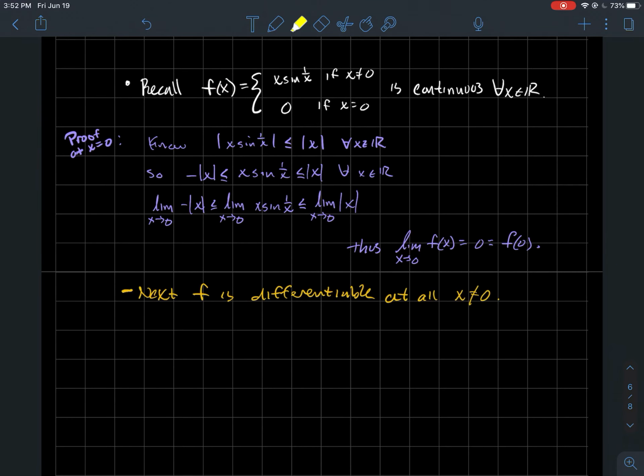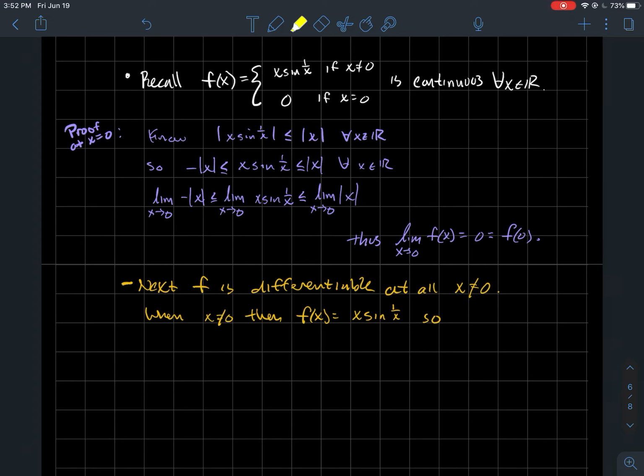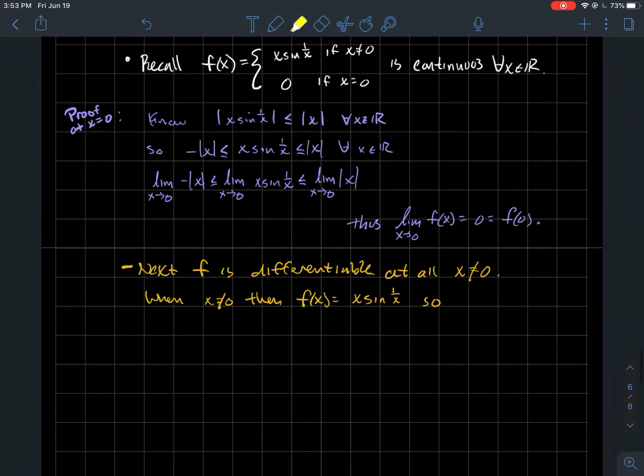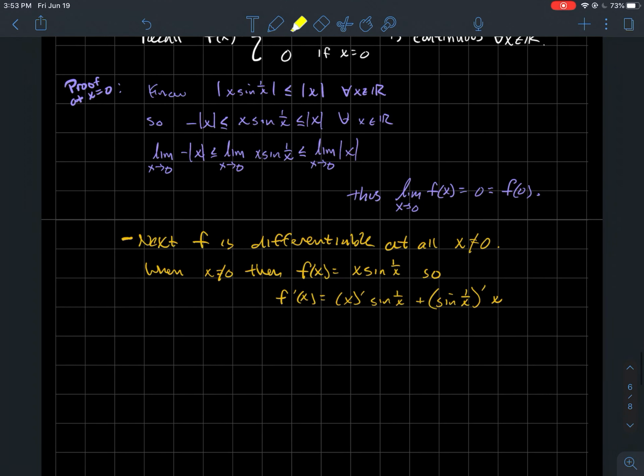Maybe this function f of x is kind of nice. It's continuous. And the next thing I want to tell you about is that it's differentiable for all non-zero x as well. When x is non-zero, it's just this nice formula up here, and those are pretty nice functions. I've got derivative rules that maybe I remember from calculus. How do you differentiate a polynomial like x? How do you differentiate a trig function like sine? I've got the chain rule, and the product rule that tells me how to differentiate a product. So we'll use the product rule and the chain rule.